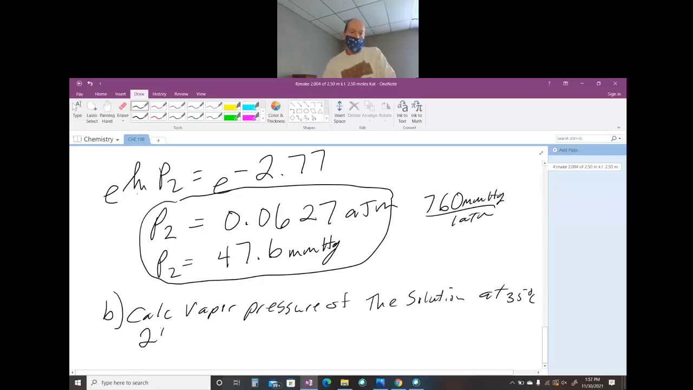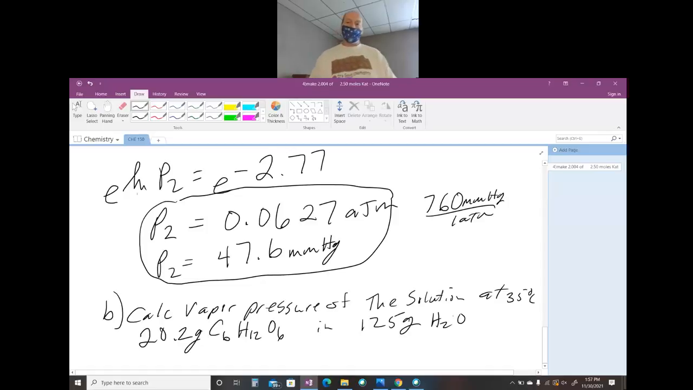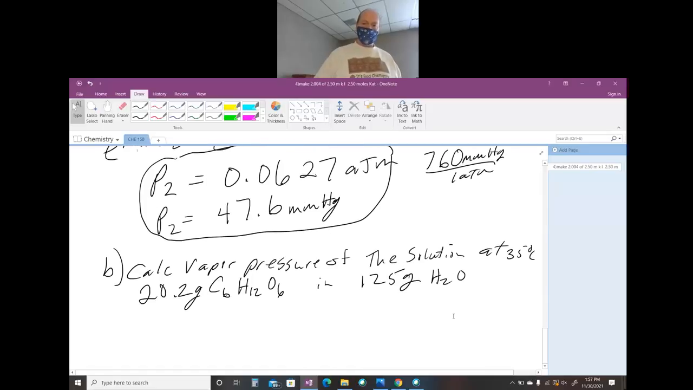All right, and so that solution is in the question. We added 20.2 grams of glucose, C6H12O6. We dissolved that in 125 grams of water. All right, so that is how we made our solution. Now we want the vapor pressure of that solution. So at 35 degrees Celsius, we have the pressure of water in millimeters of mercury. It's right here. Now we made this solution and we want the vapor pressure of this solution.